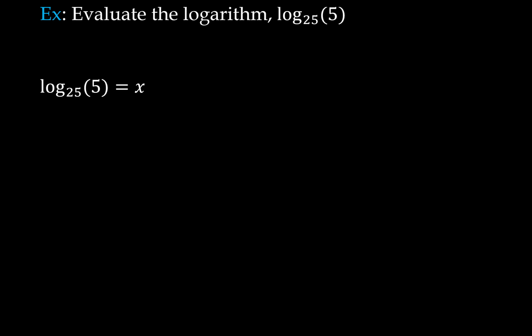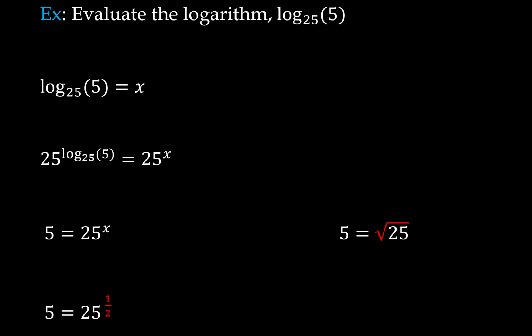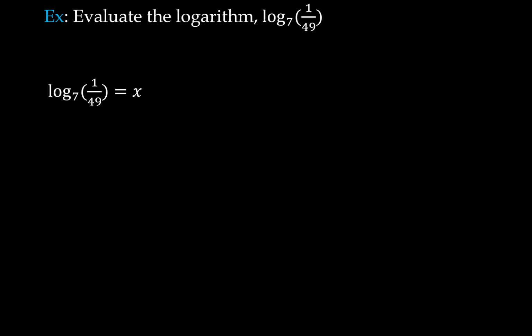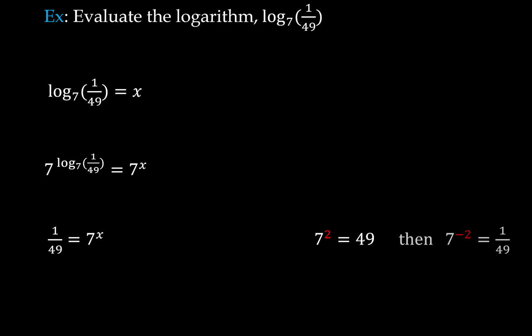First, I write my statement with an unknown and then use the inverse property. So what do I have to raise 25 to get to 5? Well, if I take the square root of 25, it equals 5. So x has to equal 1/2. Well, we know that 7 squared is 49, but what I need here is 1/49. To put this number in the denominator, we raise it by a negative.